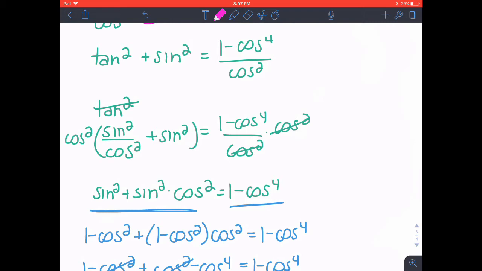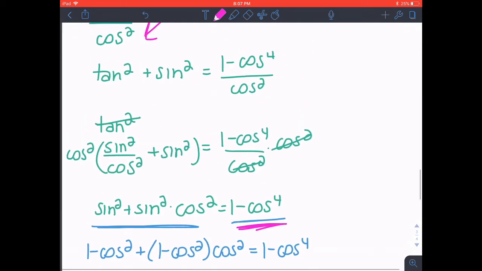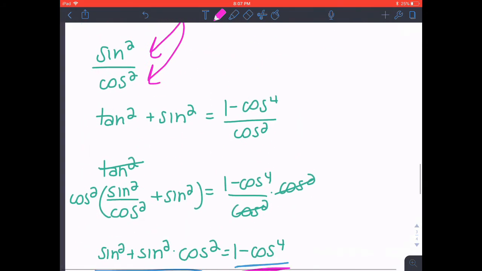sine squared plus sine squared times cosine squared, because the cosine squareds in the left part of the equation canceled out, and on the right the cosine squareds canceled out. So you get sine squared plus sine squared times cosine squared equals 1 minus cosine to the 4th. Now on the right, 1 minus cosine to the 4th, obviously that's just cosine. So what we can do is switch all the sines on the left to cosines.